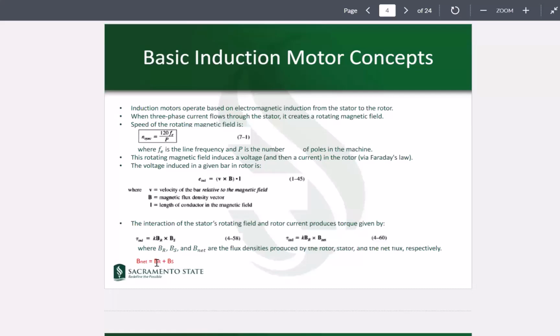So keep in mind that we have a stator field that is because of the rotating magnetic field. We have a rotor field because of the current that flows in the rotor. These are vectors, and when we add them together, that becomes B net. Now, tau induced can be explained mathematically through K times BR cross-produced by BS, or the same K times BR cross-produced by B net. They're both equivalent. That K is a constant.